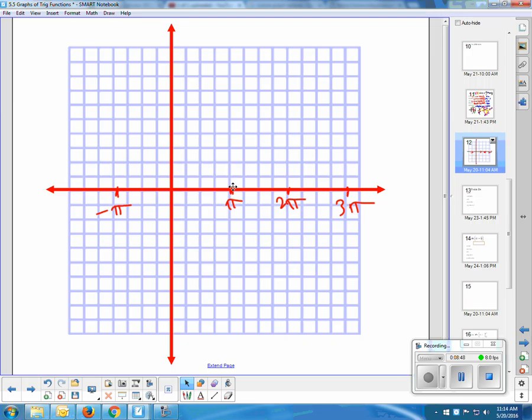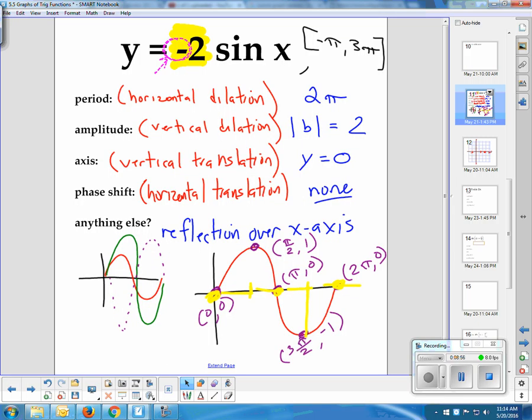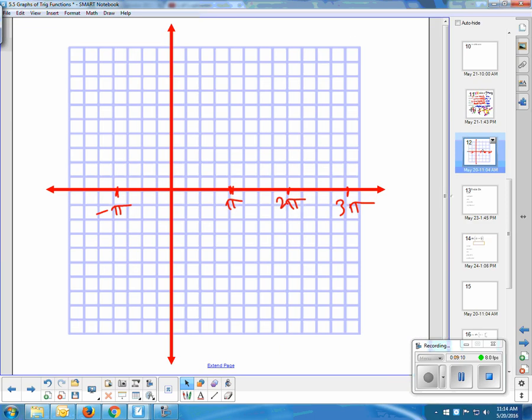I know with the amplitude change, I'm stretching my graph by a factor of 2. So my maximum, which was previously at 1, will become a maximum of 2, and my minimum of negative 1 will become a minimum of negative 2. So I should scale this in such a way that I have room to do that. So I might do something like 1 and a 2 there, negative 1, negative 2.